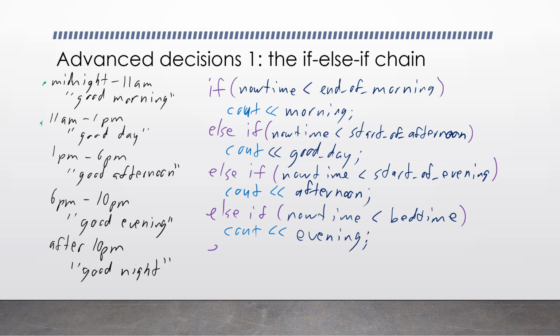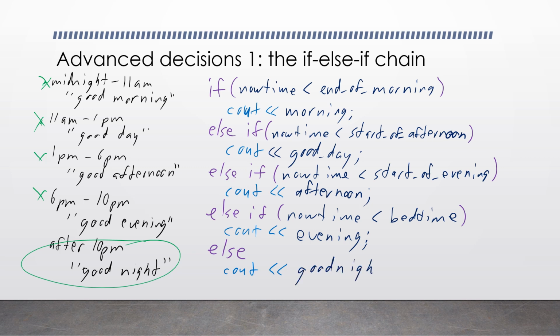and then my last one I don't even need to do a comparison because I've already found out that it's not midnight and it's not this and it's not this and it's not this. So if I reach this else, it has to be after 10 p.m. So I just see out my good night phrase. And this whole thing executes as one big decision block. Okay.